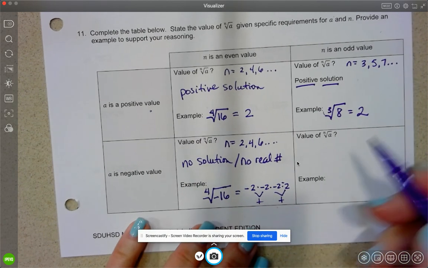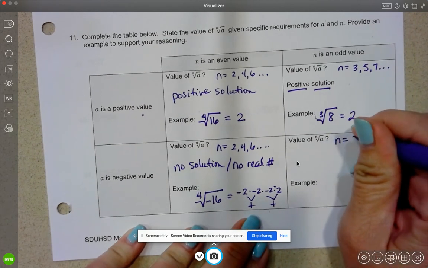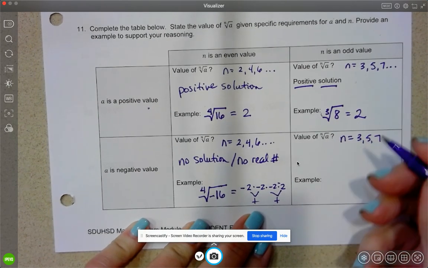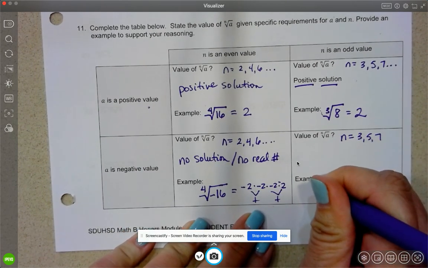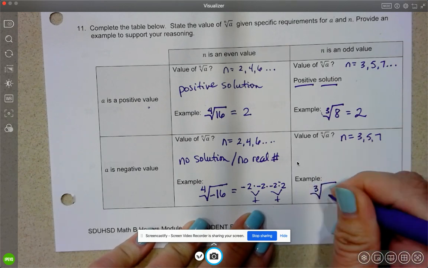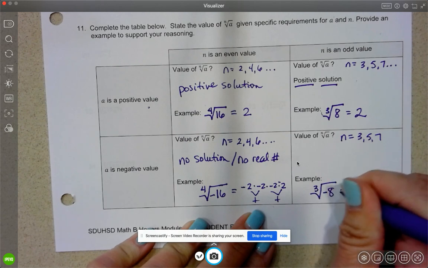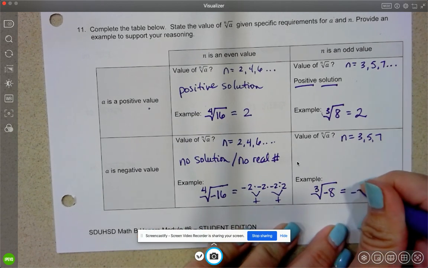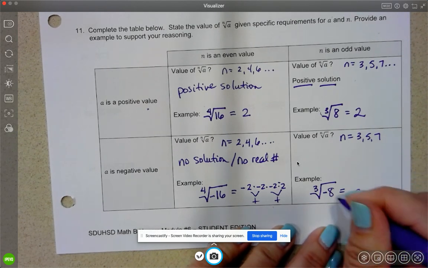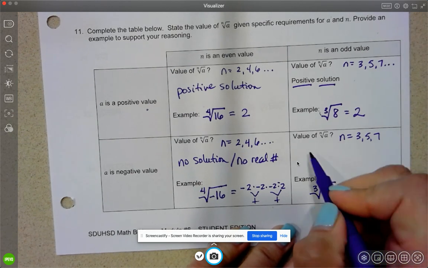Okay, but what about if n is odd, like 3 or 5 or 7, and a is negative? So let's do an example of that. My index is 3, that's an odd number. My radicand is negative 8. Well, this is negative 2 times negative 2 times negative 2, right? So my cube root is negative 2. So in that case, I'm going to get a negative solution.